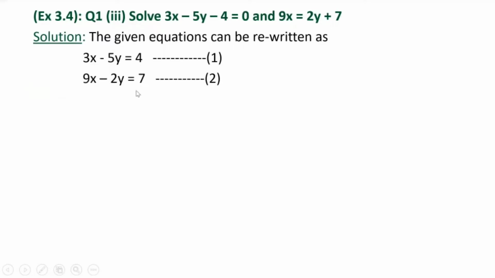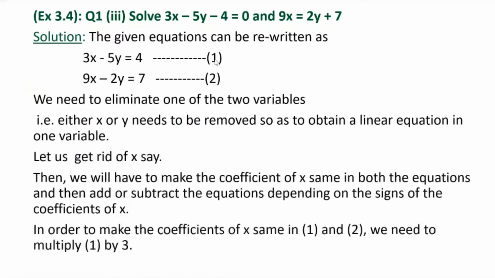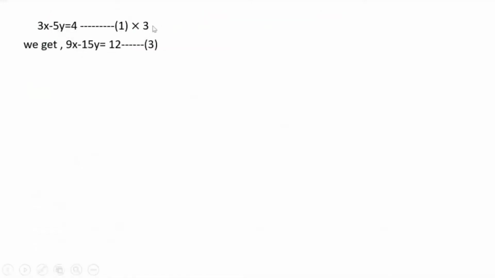Now I decide which variable I want to eliminate. I can take up any variable. If I decide to take up x here, I'll eliminate x. So I'll make the coefficients of x the same. So what is the LCM of 3 and 9? The LCM of 3 and 9 is 9. So I'll make this as 9. This is already 9. So I'll multiply the complete first equation with 3 then. The first equation, 3x minus 5y is equal to 4. If I multiply by 3, I get 9x minus 15y is equal to 12.